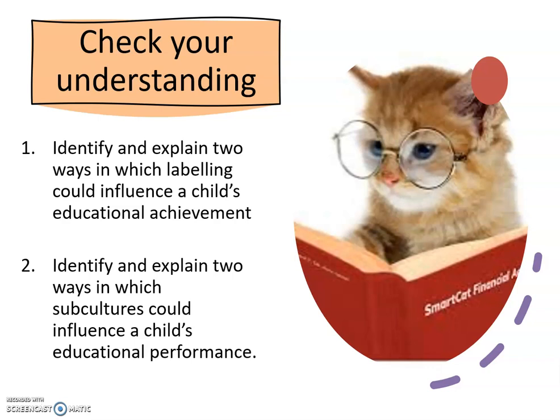Here are 2 questions that I'd like you to have a go at. Feel free to email me your responses and I can have a look at them. Firstly, identify and explain 2 ways in which labelling influences your achievement. This could be in a positive way or a negative way, so have a little think about that. And again, have a think about subcultures. Those in school could be pro or anti-school, and how they could influence your achievement.